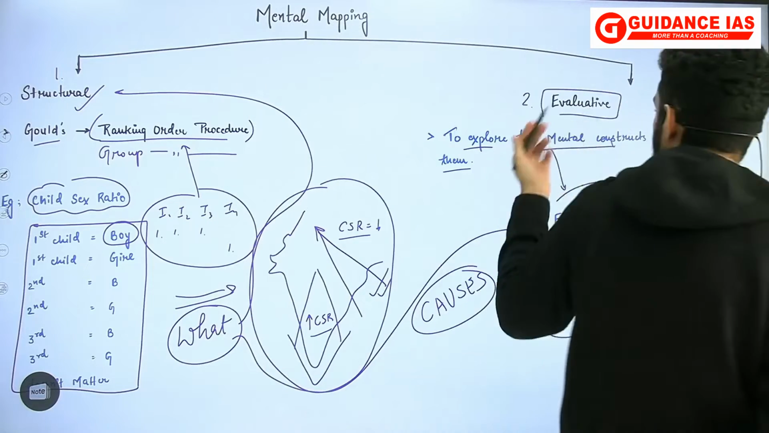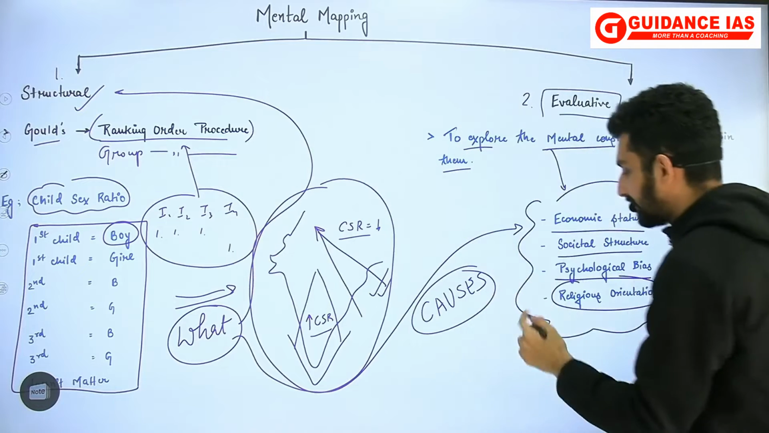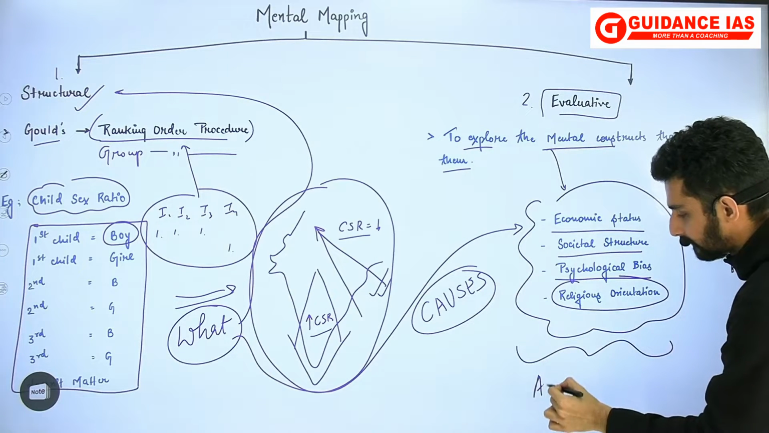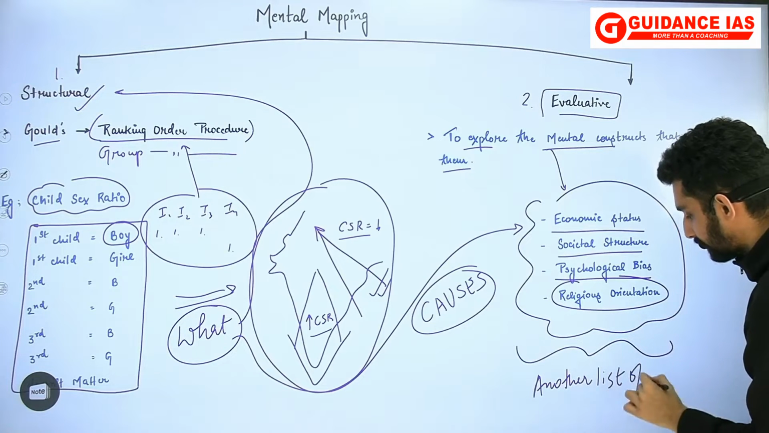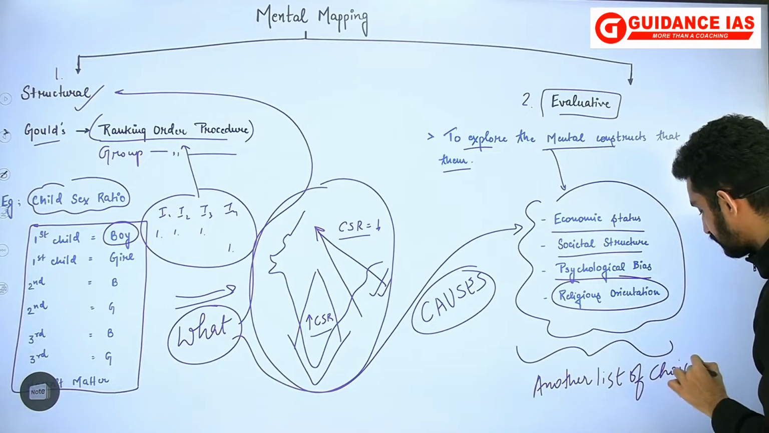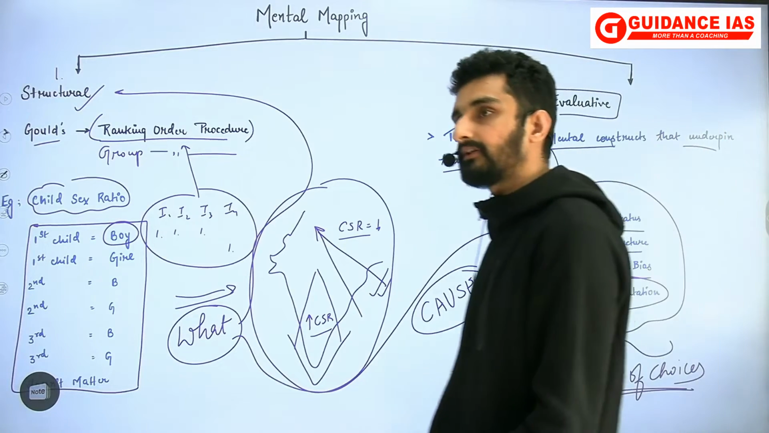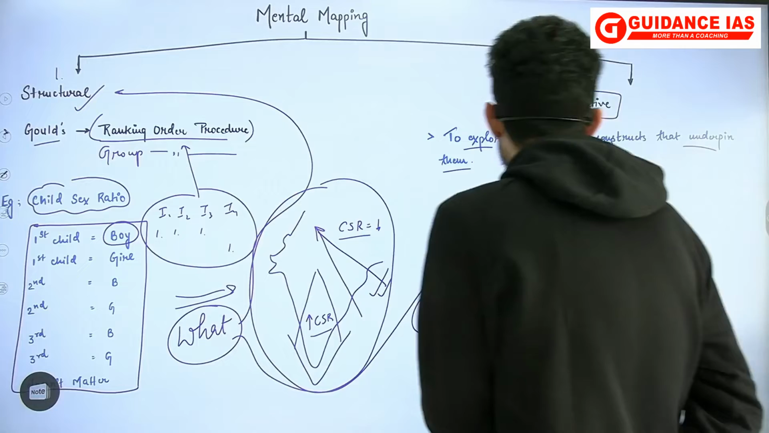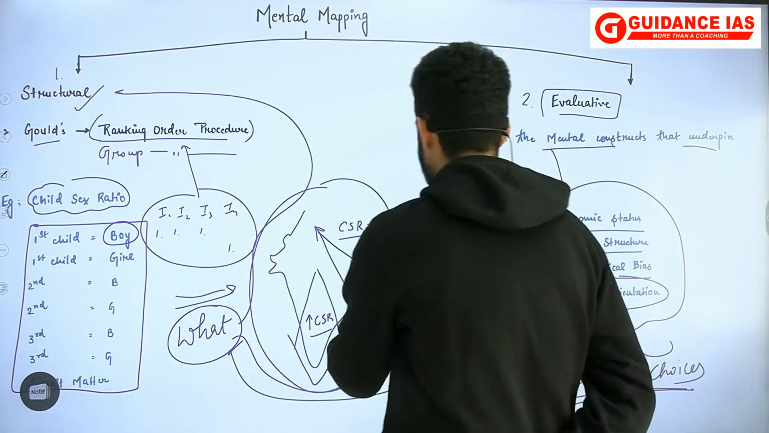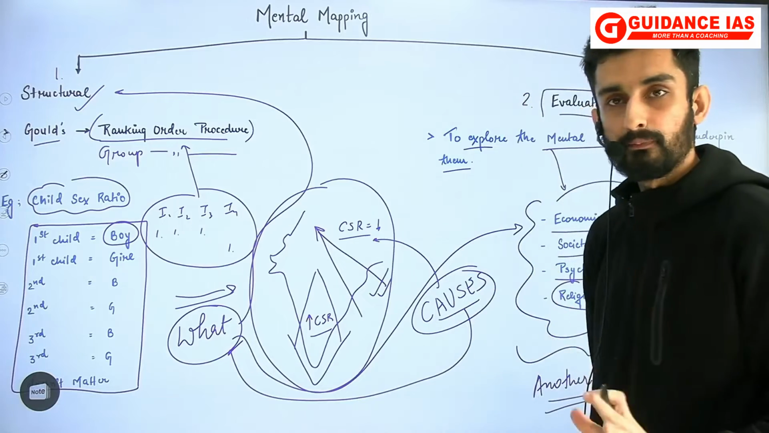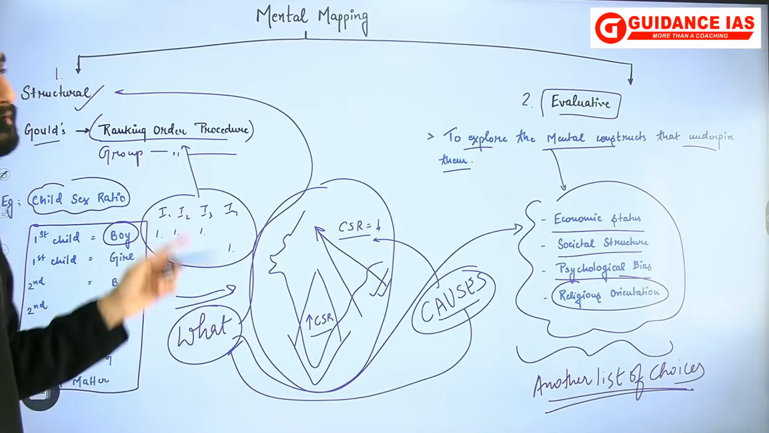So what is happening in evaluative mental mapping? With this particular list of choices, we are giving them another list of choices, and this other list of choices helps us decode the mental construct and the underlying factors and causes responsible for this particular what and this particular pattern we are seeing in space. I hope it is clear. So this evaluative mental mapping will come in phase 2.